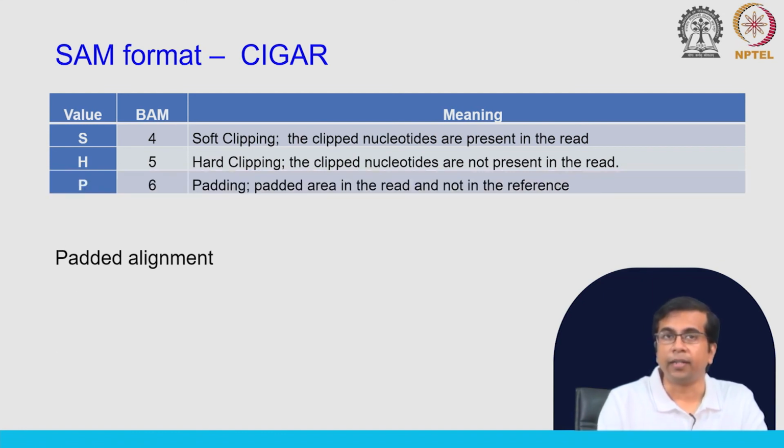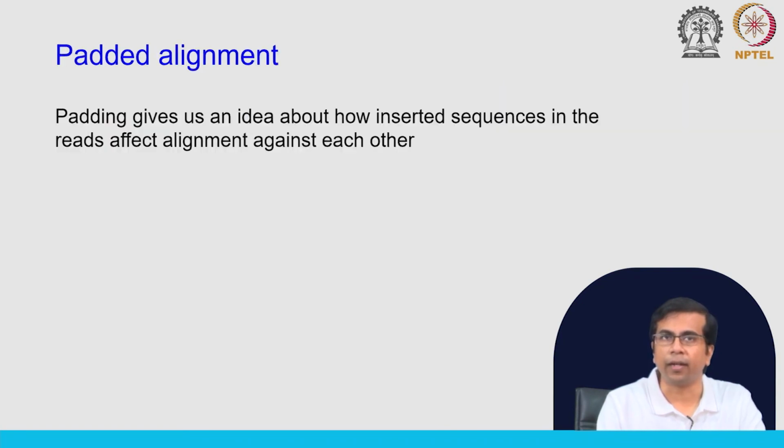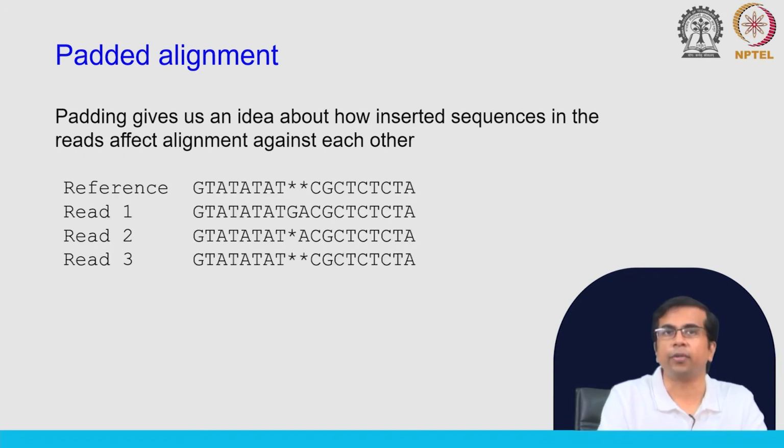There is a final concept which is called the padded alignment. This gives us an idea about how inserted sequence in the reads affect alignment against each other. This will take a bit of explanation. What do I mean by padded alignment? Padding gives us an idea about how inserted sequence in the reads affect alignment against each other. It is not comparing to the reference sequence, because in the reference sequence these bases are not present at all. So, let us take this example and then it would be clear.